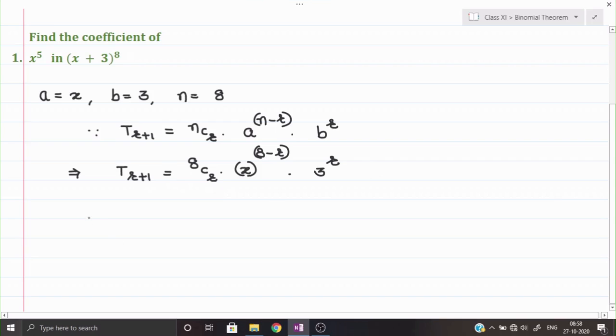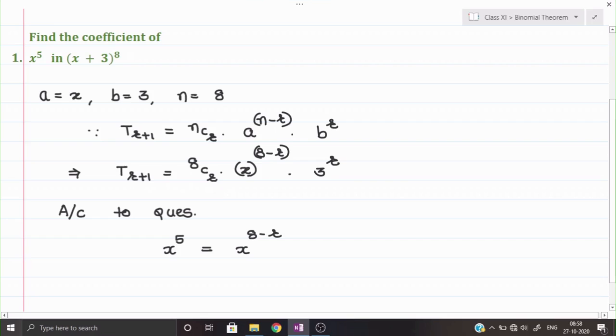Now first of all we shall write down further according to the question. Now no more simplification could be done in T(r+1), so that's why I am taking now the required task. Which coefficient do I need to find out? x to the power 5. And similarly, here the term of x is coming, x to the power 8 minus r.